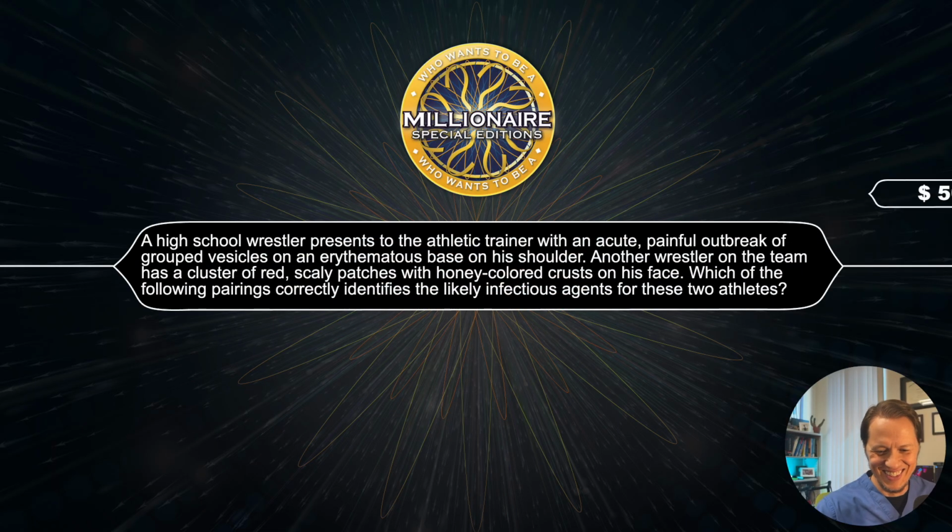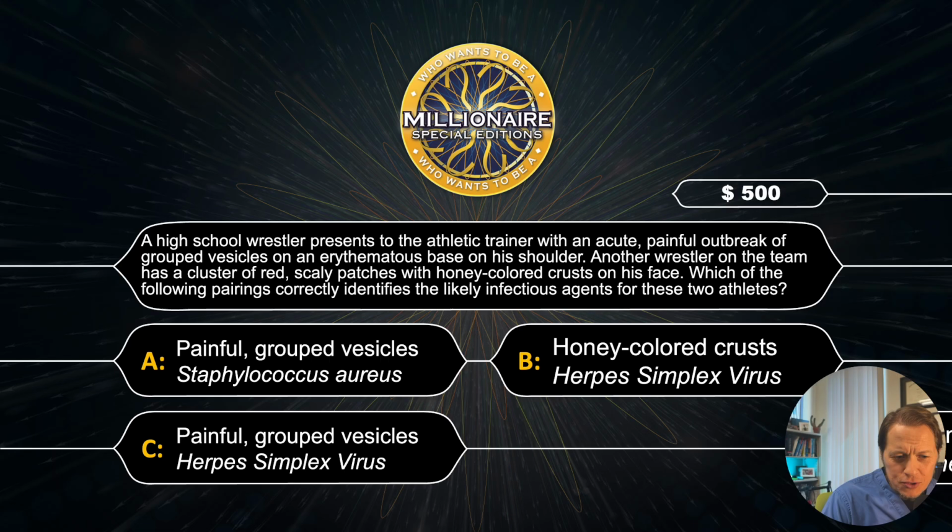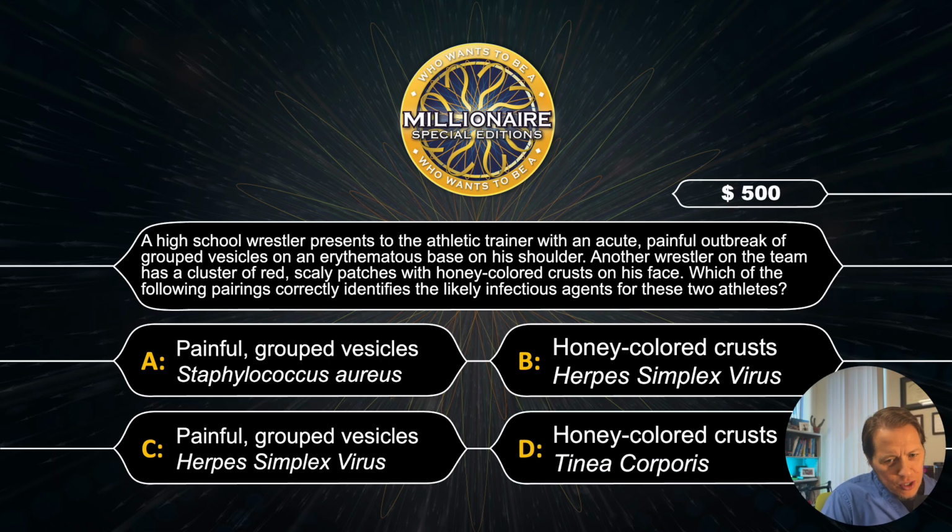All right, intense already with the music. A high school wrestler presents to the athletic trainer with an acute painful outbreak of grouped vesicles on an erythematous base on his shoulder. Another wrestler on the team has a cluster of red scaly patches with honey-colored crust on his face. Which of the following pairings correctly identifies the likely infectious agents for these two athletes?